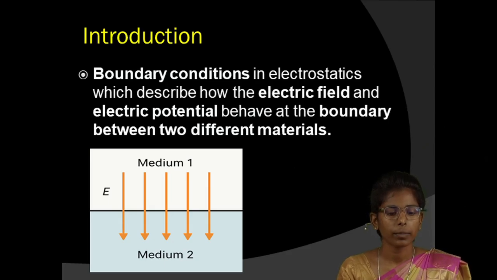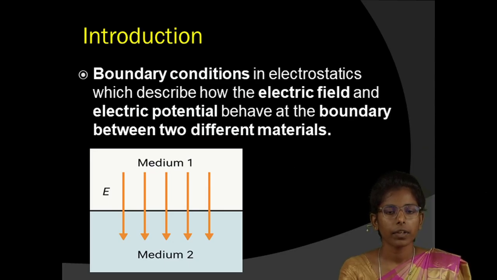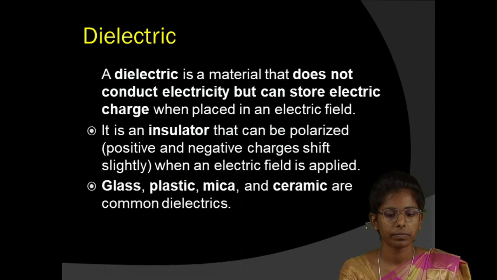Here in this image, I have shown the electric field passing from medium 1 to medium 2. If we know the characteristics and behavior of the electric field in medium 1, we can automatically find the electric field and its characteristics in medium 2.